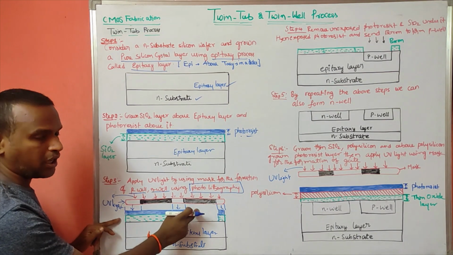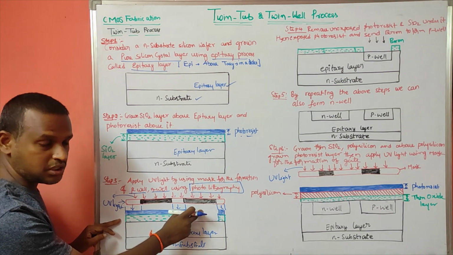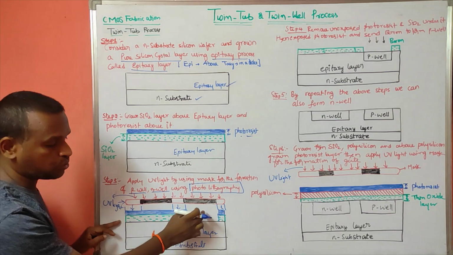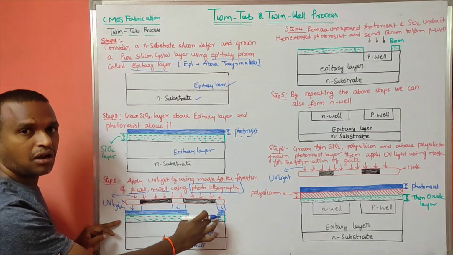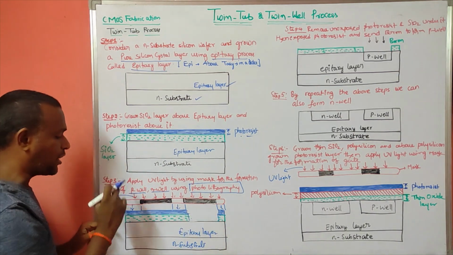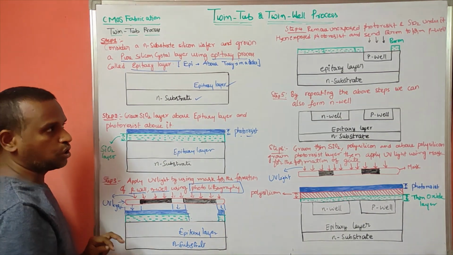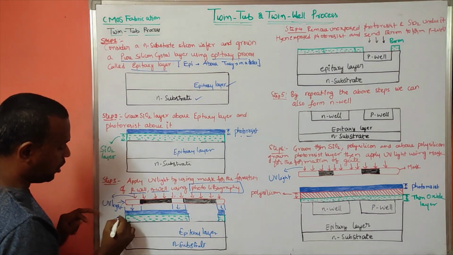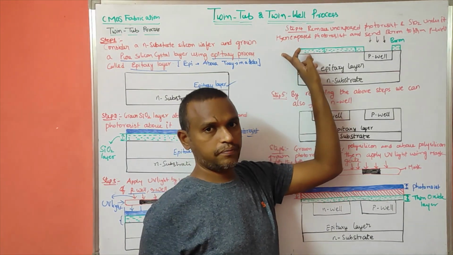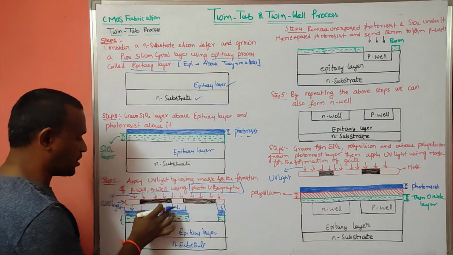At this point, in the next step I will remove the unexposed photoresist. Under it we have SiO2, which I will also remove, so that there will be the formation of one well. After that I will remove the remaining exposed photoresist also. If I remove all these things, only the SiO2 will be present. That is the SiO2 we have here. Similarly, we can also remove this area.